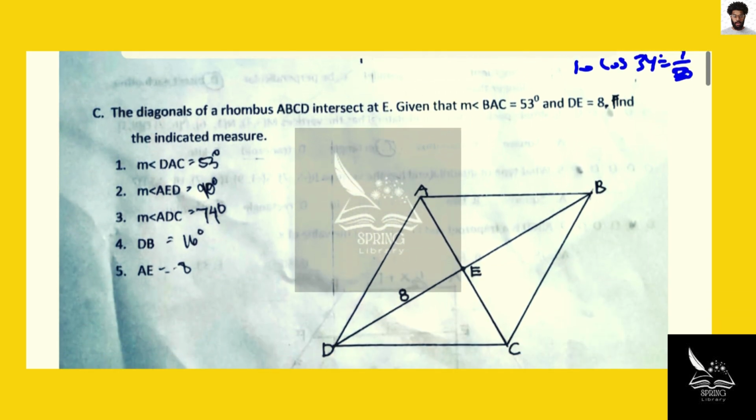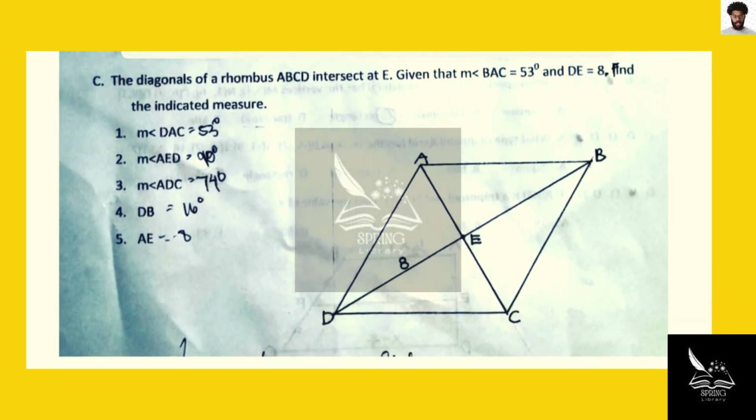In the last case, we've got a rhombus. We know that the measure of angle BAC is 53 and DE is 8, which you've got in there. DAC would also be 53 degrees because in a rhombus, angles are bisected by the diagonals. AED is a right angle.